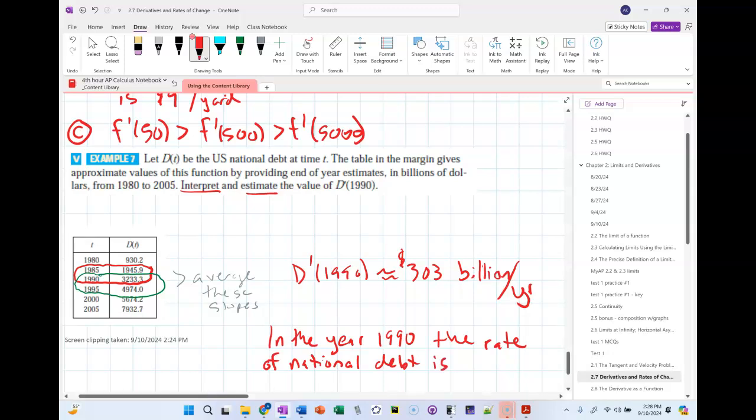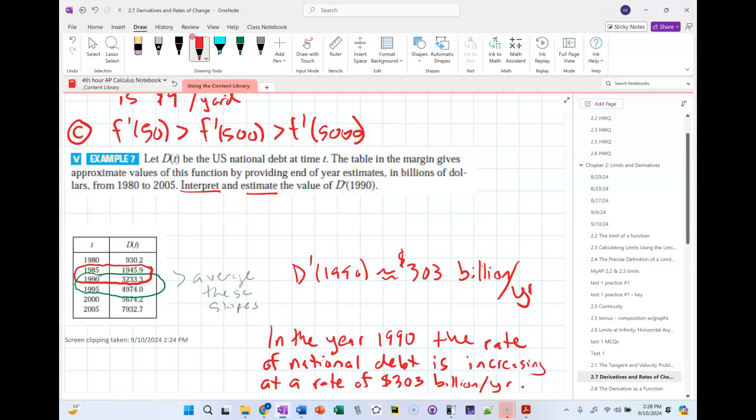And now is that debt going up or down? Up. How do you know it's up? Because the derivative is positive. So we'll say the national debt is increasing at a rate of $303 billion per year. Is everybody okay with what I did there?